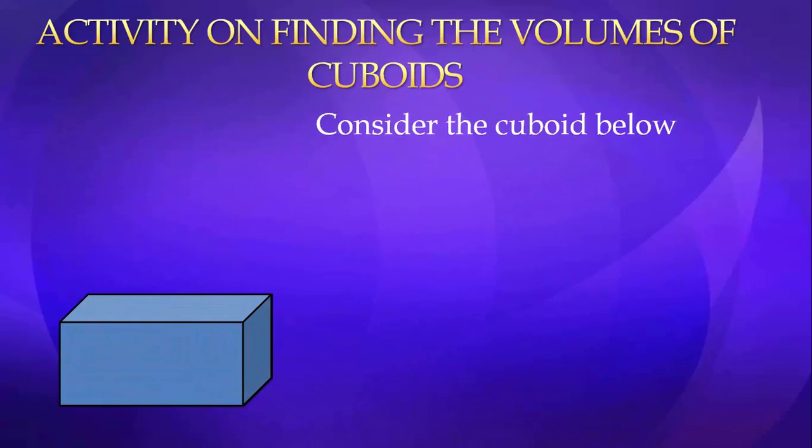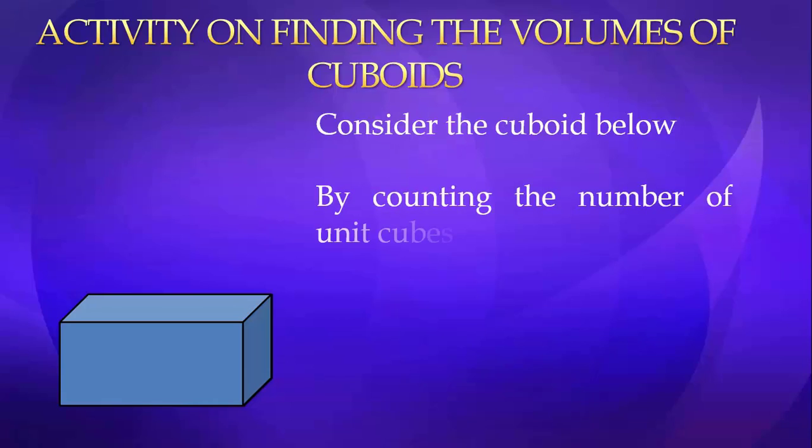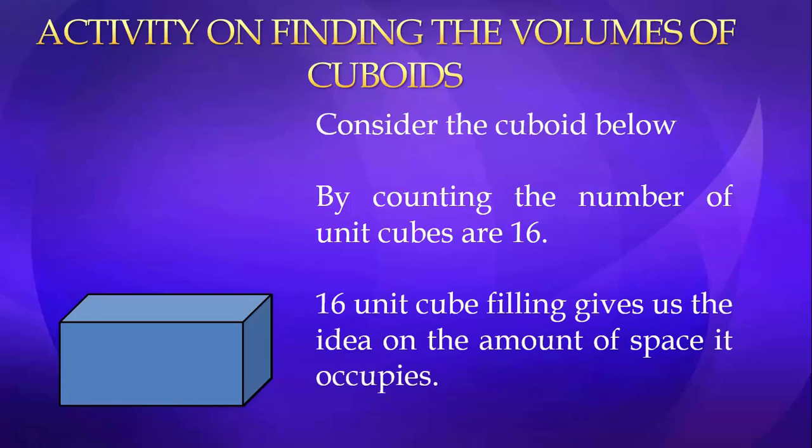So this is what forms this particular cuboid. By counting the number of unit cubes, we can say there are 16. So the 16 unit cubes give us the idea of the amount of space this particular figure occupies.